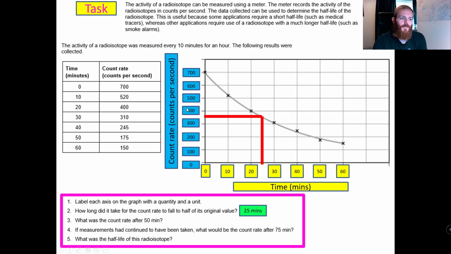So now we're not going across from count rate and figuring out time. We're going up from time, hitting the line, and going across and figuring out what the count rate was. So 50 minutes is there. So you draw a line up, you hit the line, and then you go across, and that tells you that the count rate at 50 minutes was about 200. Okay, so 200 counts every second after 50 minutes. If measurements had continued to be taken, what would be the count rate after 75 minutes?